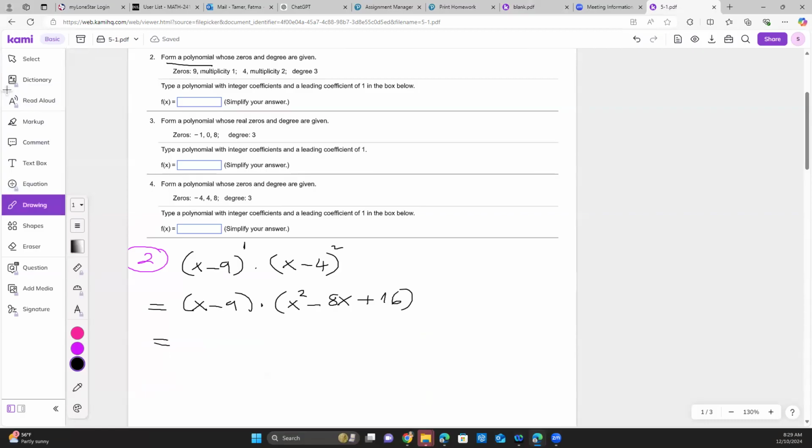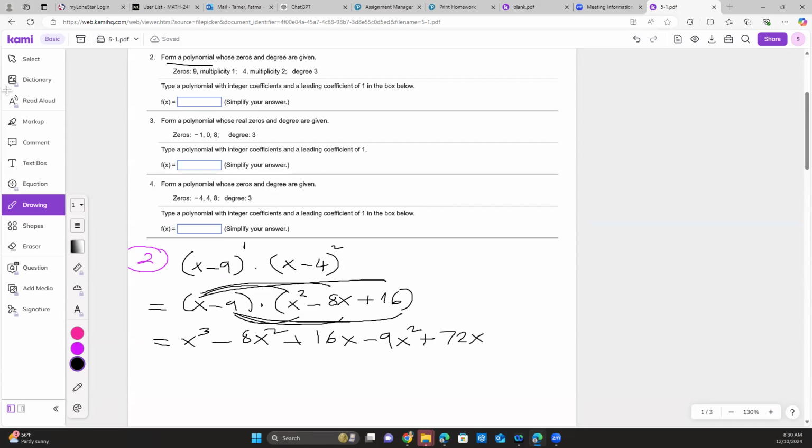Next, we're almost done with number 2. We're just gonna multiply them again. X times x squared is x to the third power. X times negative 8x is minus 8x squared. X times 16 is 16x. Negative 9 times x squared is negative 9x squared. Negative 9 times negative 8 is plus 72x.